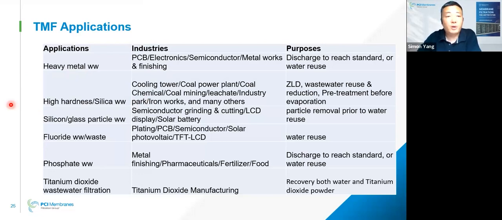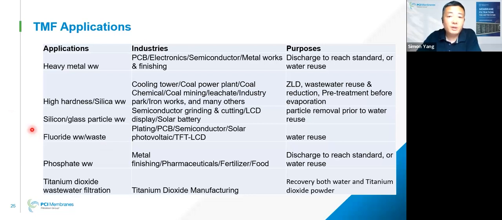And high hardness, high silica content, high TDS water from great industries could be coal mining, coal chemical, industry park effluent, or leached wastewater from power plants and many others. So in many cases, these waters are treated for reuse, for reduction, or even for ZLD. So far, this is the most widely used field of the TMF process.